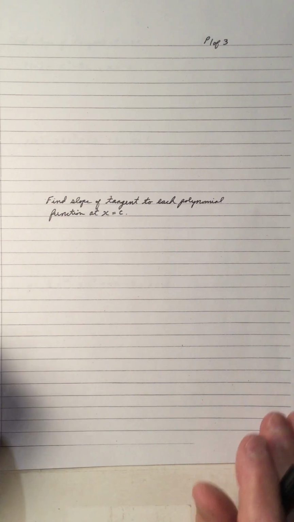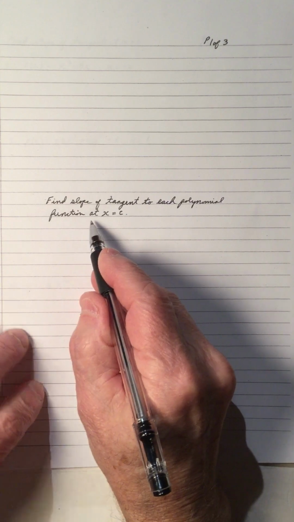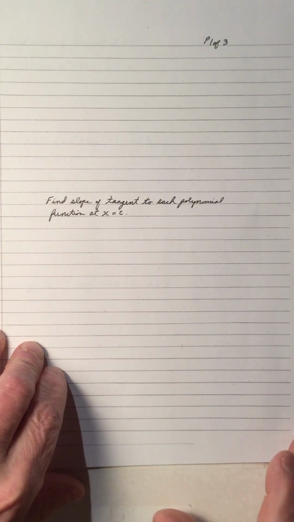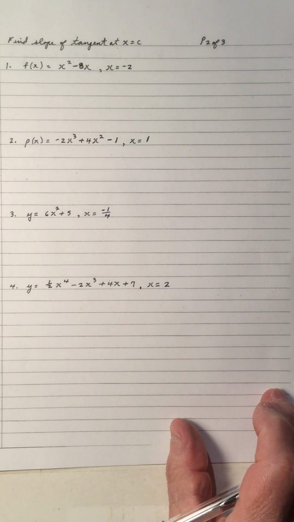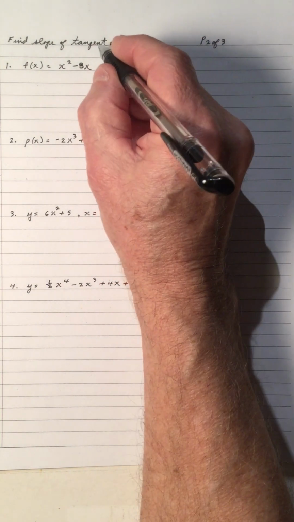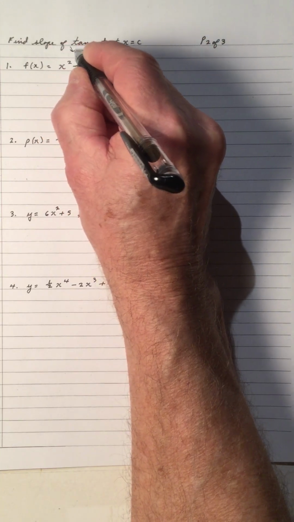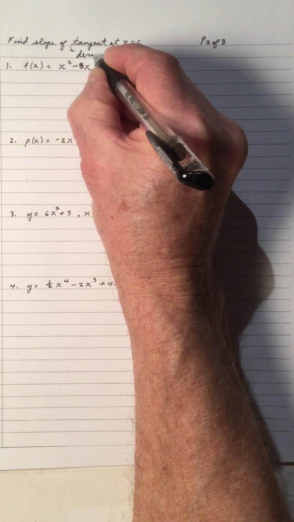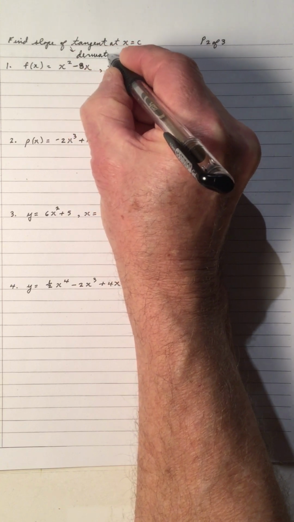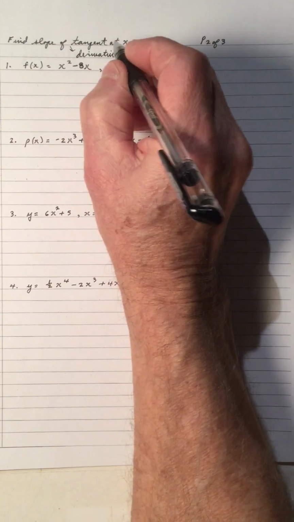Hi, welcome to my video on finding the slope of a tangent to each polynomial function at x equals c. Slope of the tangent. We have to remember that the slope of the tangent to any curve is the derivative. So the slope of the tangent is the derivative.